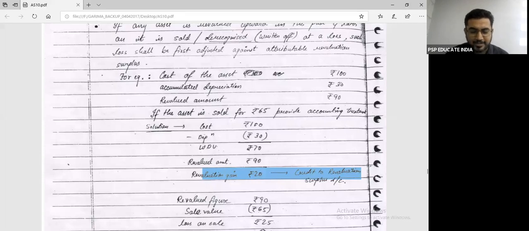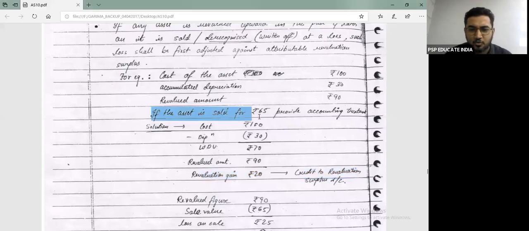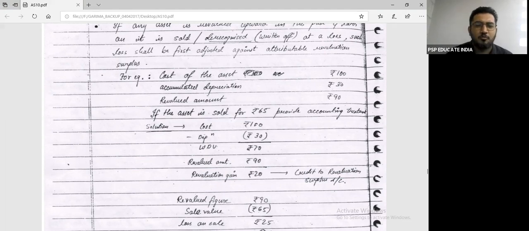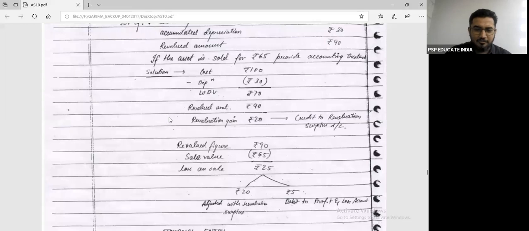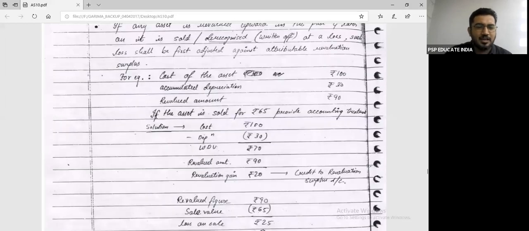90. Okay, excellent. Now this value of 90 is sold at 65. Look at this. If the asset is sold for 65, provide accounting treatment. Tell me, if the selling price is 65, do you have gain or loss? If gain, how much? If loss, how much? Okay, everyone agrees, loss of 25.